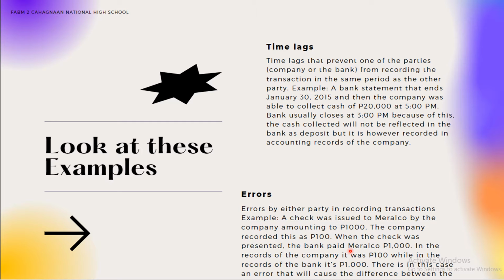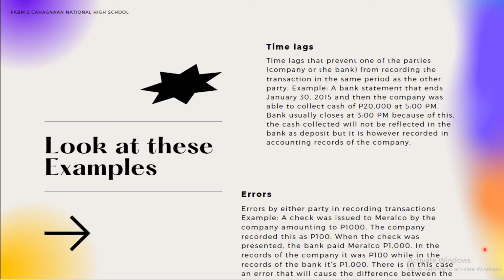Errors by either party in recording transactions. Example, a check was issued to Meralco by the company amounting to 1,000 pesos. The company recorded this as 100. When the check was presented, the bank paid Meralco 1,000 pesos. In the record of the company, it was only 100, while in the records of the bank, it's 1,000.